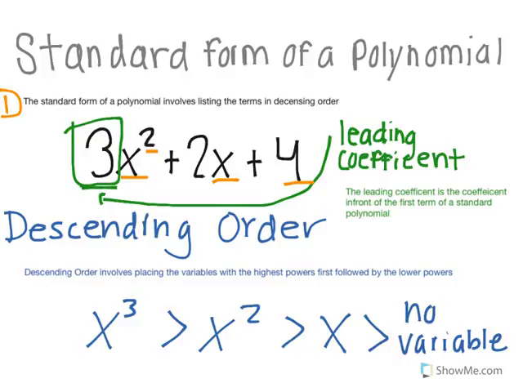Okay, and then down here, I just explained more of what decreasing order is. And here's an example of the variables listed. X cubed is greater than x squared, which is greater than x, which is greater than no variable at all.